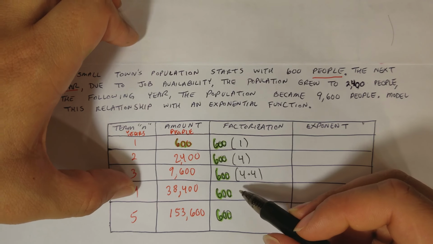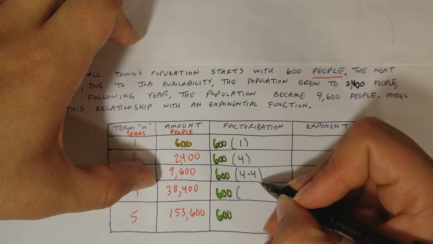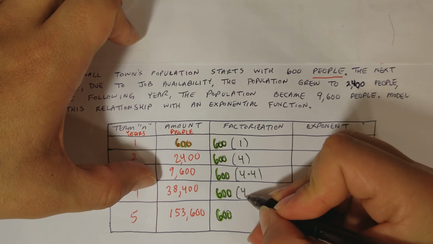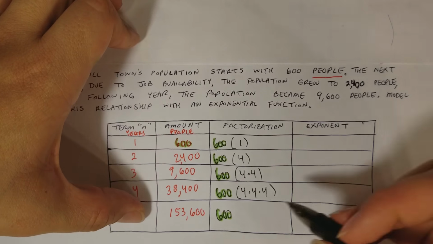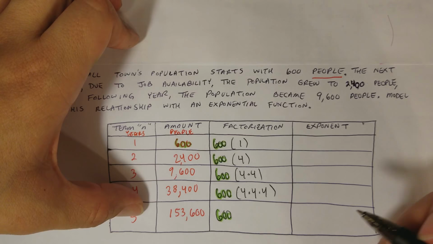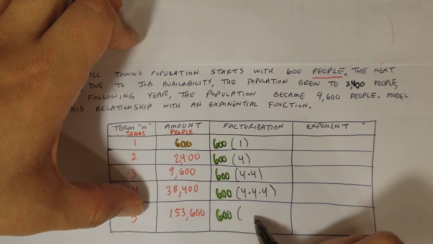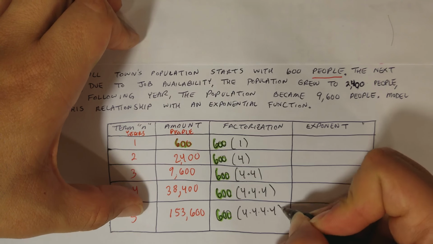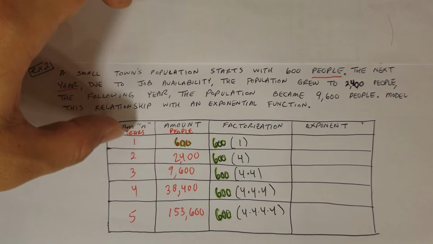600 times what will give you 38,400? That is going to be 64, but I'm going to write it as 4 times 4 times 4. And then the last one, 600 times what will give you 153,600? That's going to be 128. 600 times 128 gives me that. But instead of 128, I'm going to write it as 4 times 4 times 4 times 4. There is a pattern that it's following here. So make sure you understand the pattern and where it comes from.